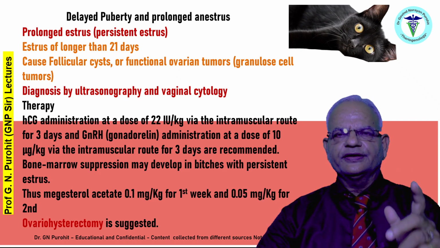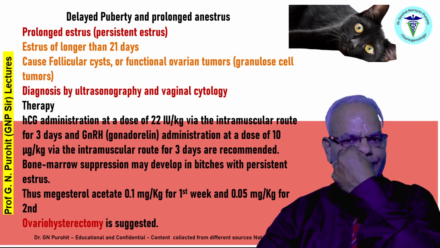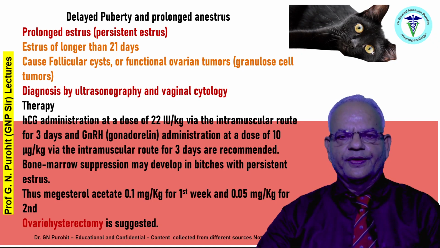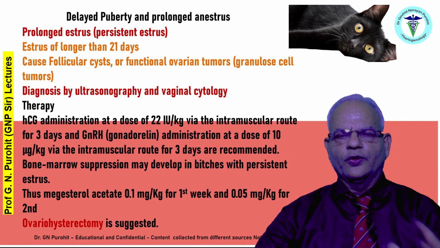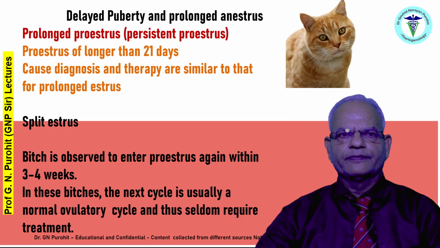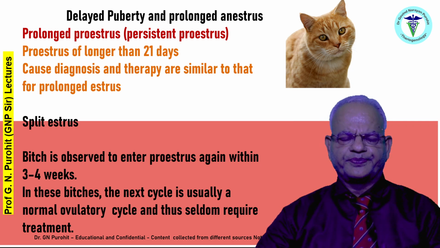Bone marrow suppression can occur in dogs with persistent estrus. Thus, megestrol acetate is suggested. Ovariohysterectomy is the best option if the owner does not desire breeding from such dogs. Then prolonged proestrus could be because of ovarian cyst, and diagnosis and therapy are similar.